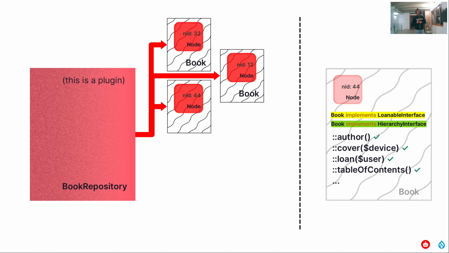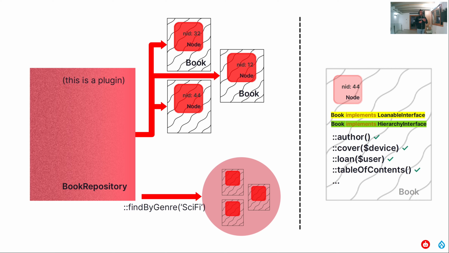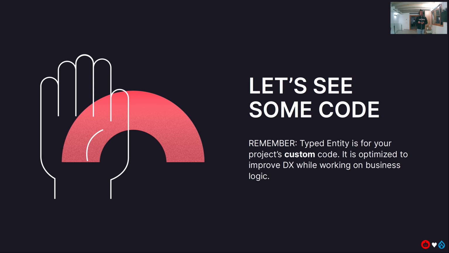So the rectangle with wavy lines represents the book, and the solid red rectangle represents the repository. And as we said, the repository, apart from being the factory for creating these book objects, also has responsibilities of its own, like maybe find all of the books by genre, and it returns you book objects and not node objects. So this presentation is called Write Better Code.